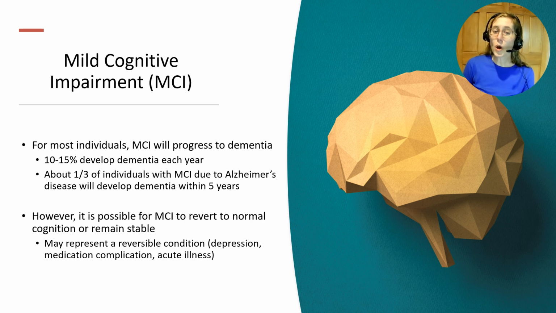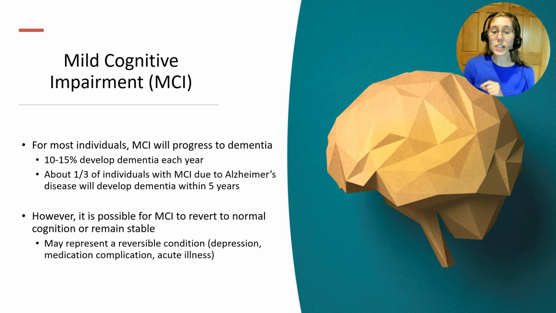So in most cases, MCI will progress to dementia. And this is kind of in this continuum in stages of cognitive impairment or stages of dementia. So 10 to 15% of individuals with MCI will develop dementia each year. And about 1/3 of individuals with mild cognitive impairment due to Alzheimer's disease will develop dementia within 5 years.